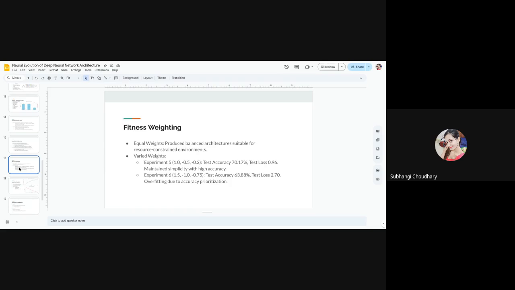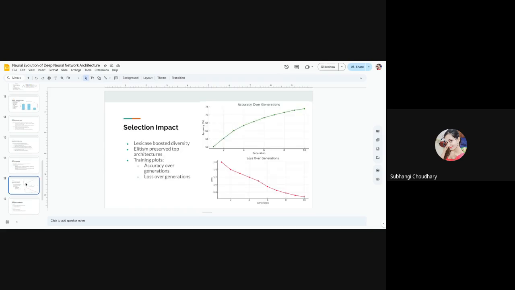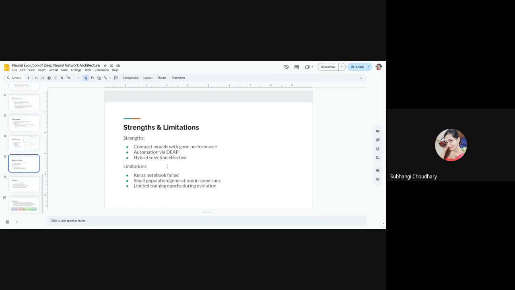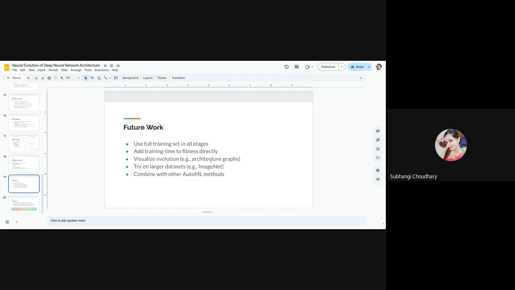Then I'll move on to fitness weighting, which has equal weights and varied weights. And then we have plotted the graphs of accuracy over generations and loss over generations. I'll talk about strengths and limitations, where some of the strengths are compact models, where the evolved CNN nearly matches the handcrafted CNN, and the automation. I'll briefly describe the future work, which is the full training set, training time integration, and visualization.